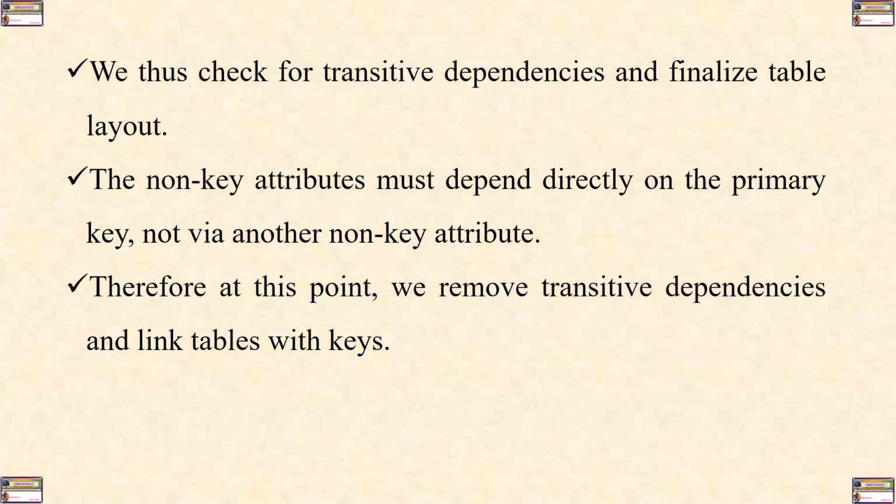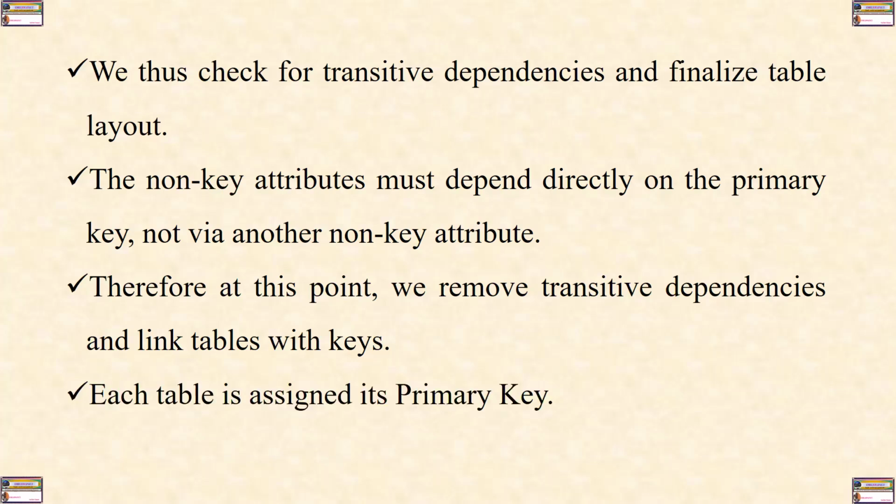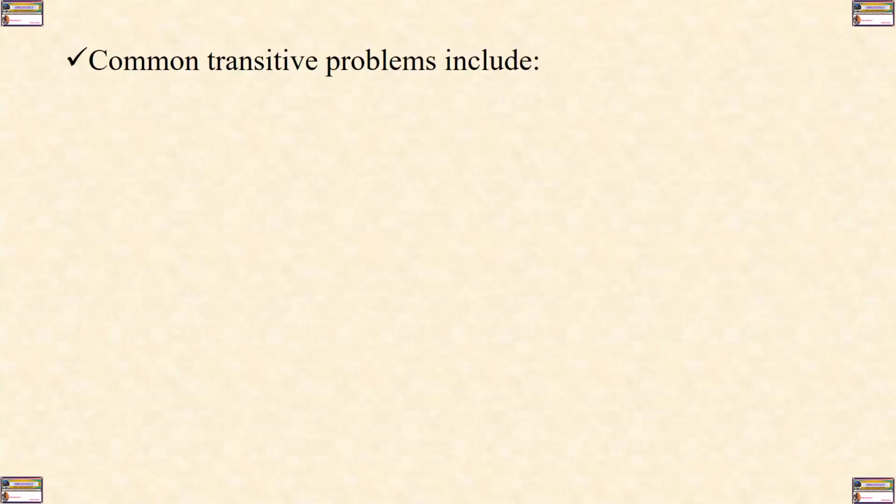Therefore, at this point, what do we do? We remove transitive dependencies and link tables with keys. Each table is assigned its primary key. Of course, we have seen that also from the second normal form.